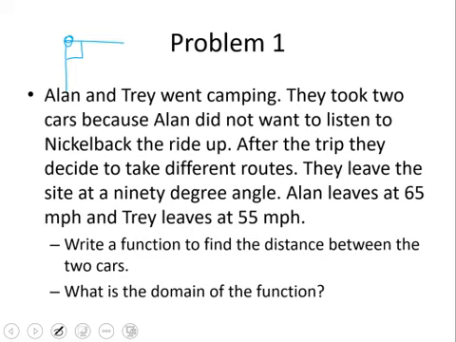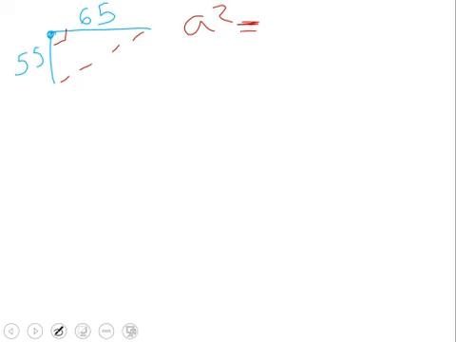All right, so with this, if we want to find the distance, so if here's our campsite, Alan is leaving at 65, Trey is leaving at 55, okay, in that direction. We want to find the distance between them. That distance is going to be right there. Well, what's the shape that we've just made? We've just made a right triangle. How do you find the distance of the hypotenuse in a right triangle? a squared plus b squared equals c squared.